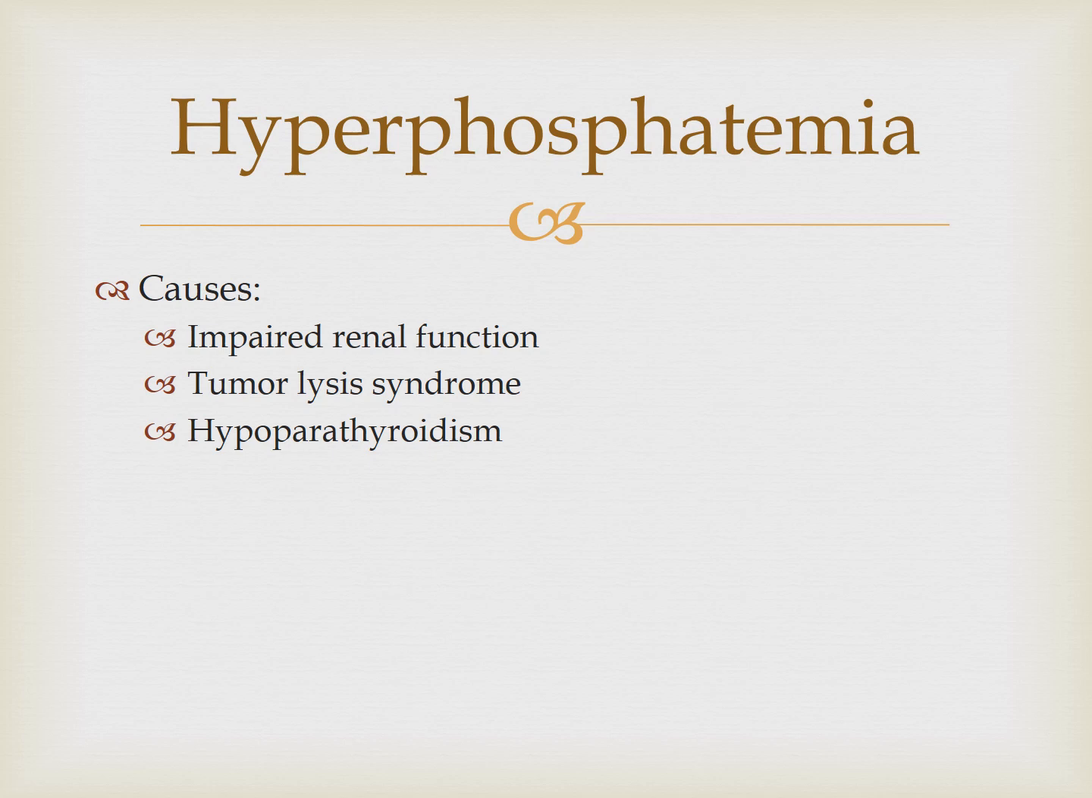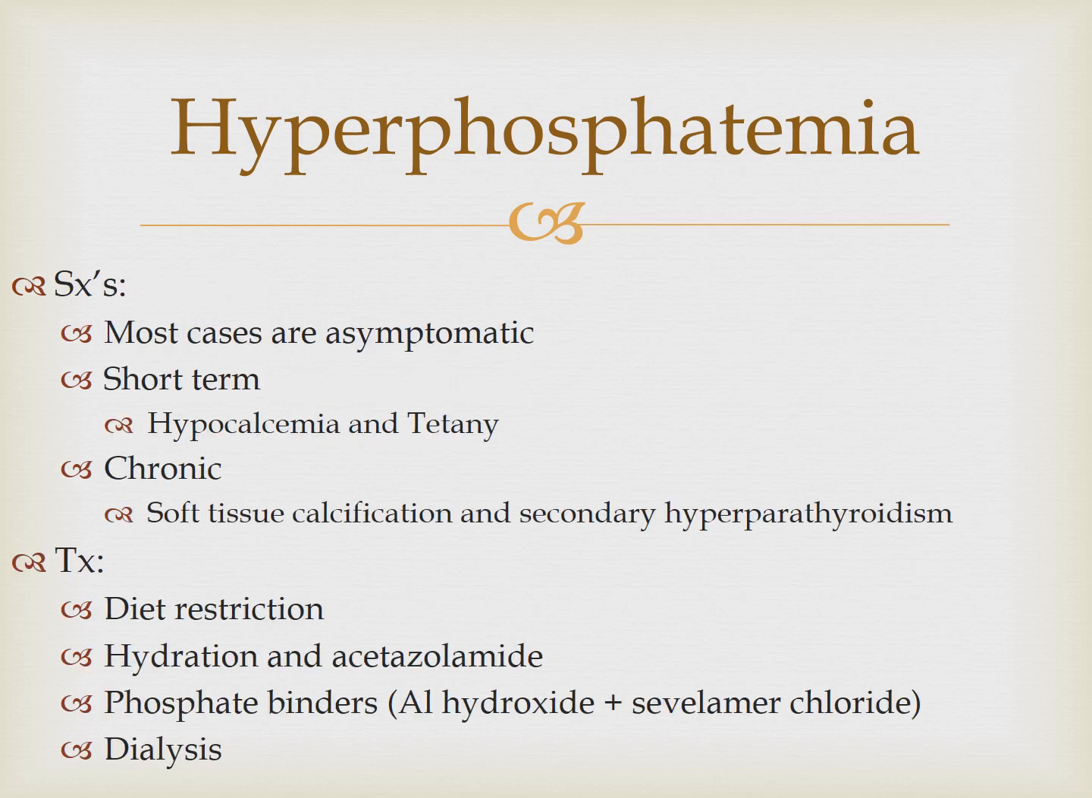Hyperphosphatemia: tumor lysis syndrome, impaired renal function. Symptoms usually hypocalcemia and tetany, soft tissue calcification, secondary hyperparathyroidism. Diet restriction, hydration, phosphate binders, and dialysis eventually will be the treatment for hyperphosphatemia.